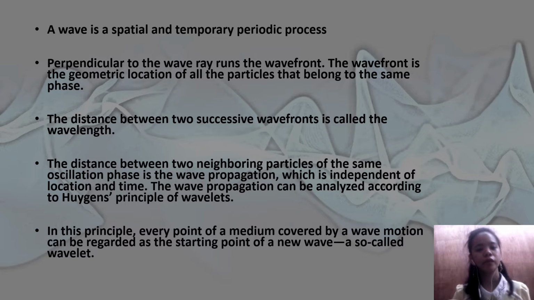A wave is a spatial and temporal periodic process. Usually perpendicular to the wave ray runs the wavefront. The wavefront is the geometric location of all the particles that belong to the same phase. The distance between two successive wavefronts is called the wavelength. The distance between two neighboring particles of the same oscillation phase is the wavelength, and the wave propagation is independent of location and time.